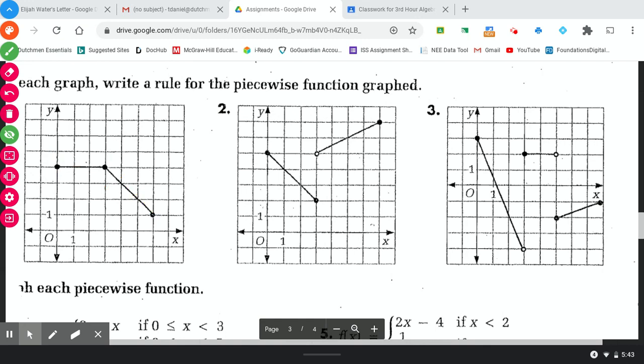Okay, so for this first one, we have f of x, right? And then it's going to be 4 because y equals 4 is the equation for that line right there. But it only exists if x is greater than or equal to 0 and less than or equal to 3, because it's only between 0 and 3 on the x-axis. Okay, so that's the first one.